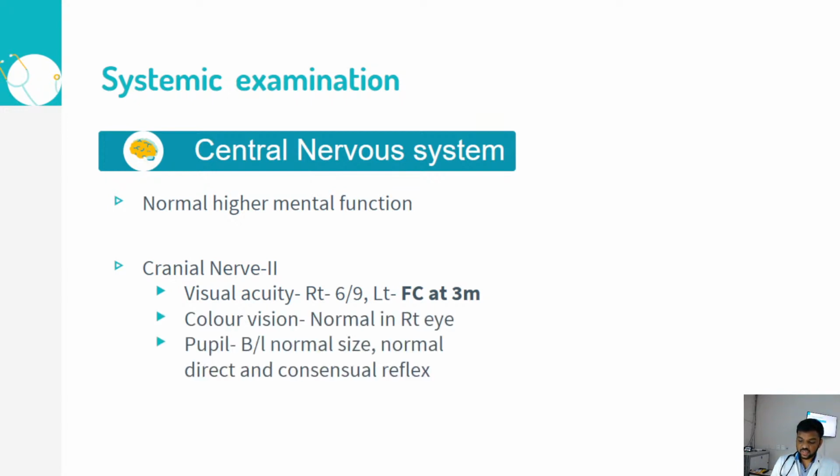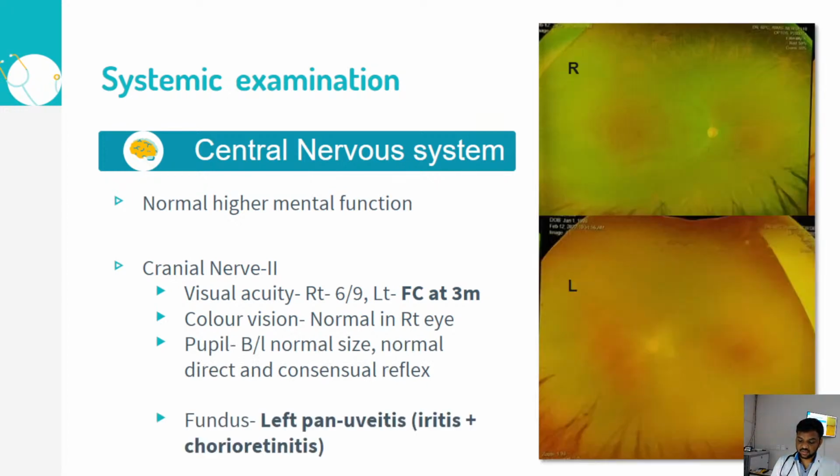Color vision was normal in the right eye. Pupils were bilaterally normal size, with normal direct and consensual reflex. On fundus examination, we can clearly see the disc as well as vessels in the right eye, but in the left eye, media was hazy and cells were present. So, it was suggestive of panuveitis, iritis, as well as chorioretinitis.